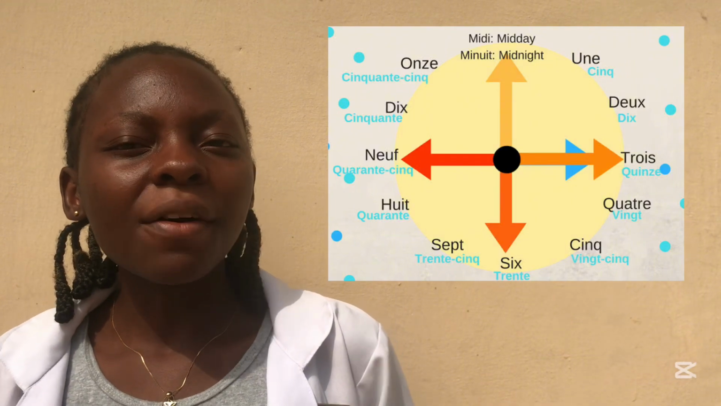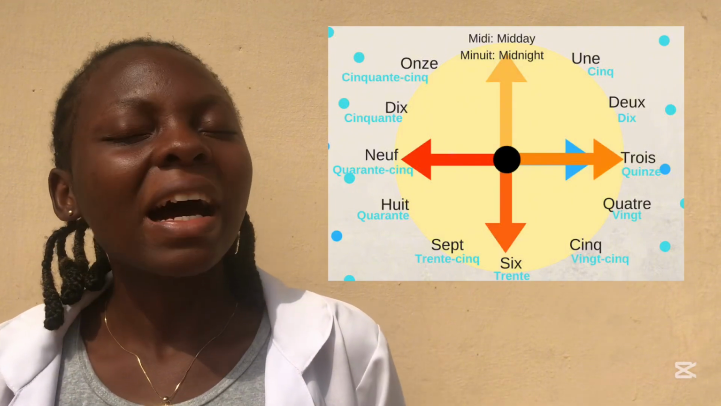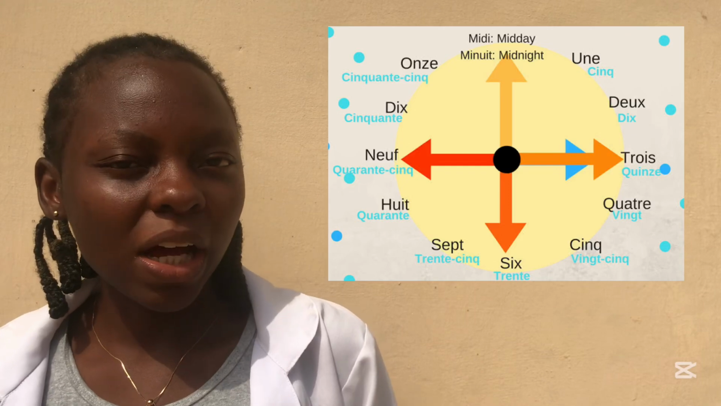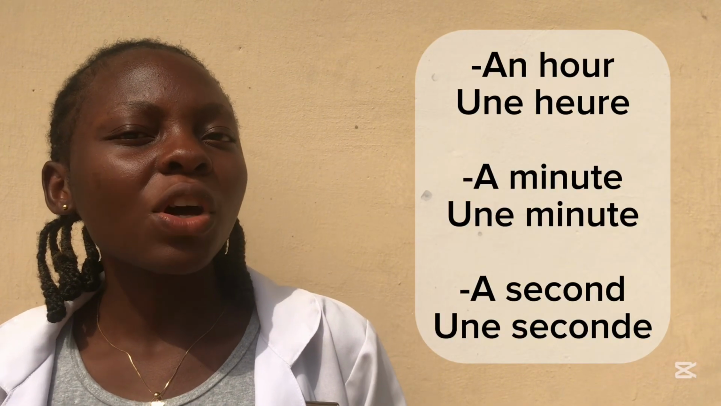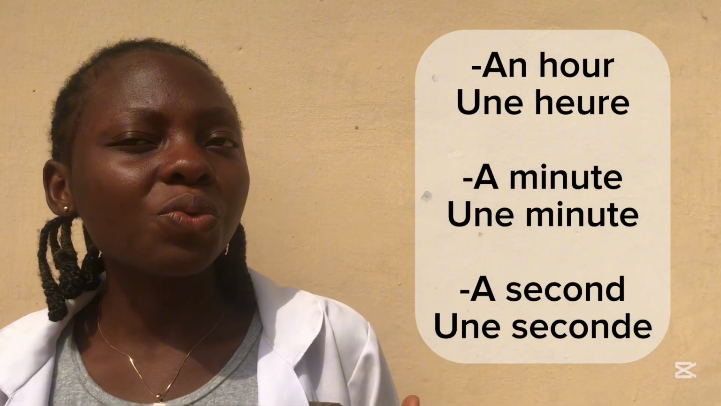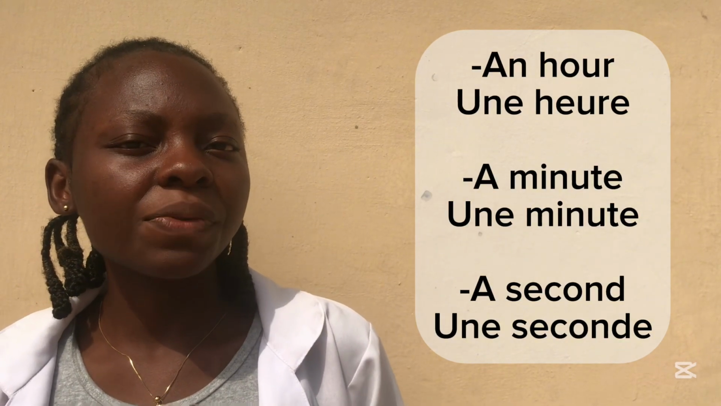So, we have the 12-hour clock and the 24-hour clock. But in French, we mostly use the 24-hour clock. Let's see some basic terminologies. Example, we have an hour. How do we say hour in French?